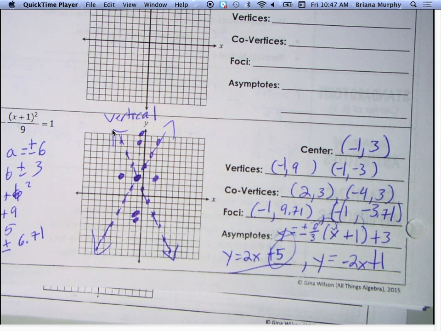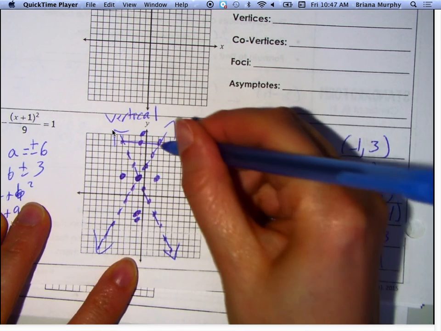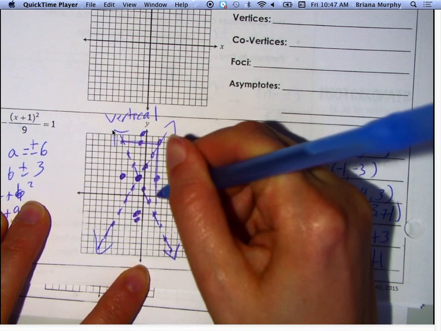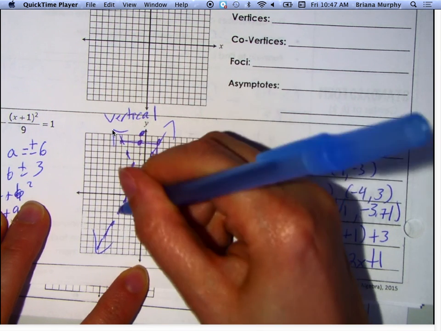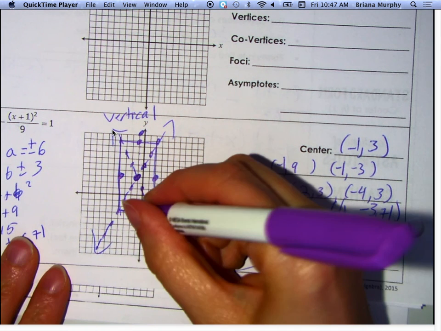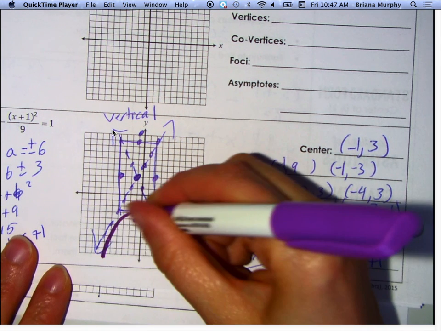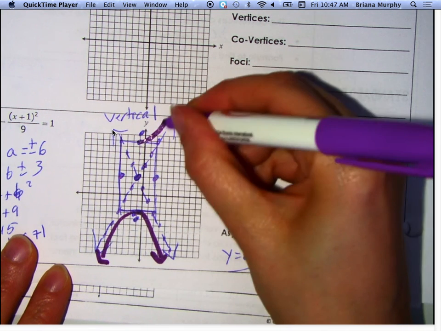Okay. Now I'm going to draw a box through my vertex, through my co-vertex, hitting my asymptotes. You guys see that? Yeah. Then I'm going to make my hyperbola through my vertex along those.